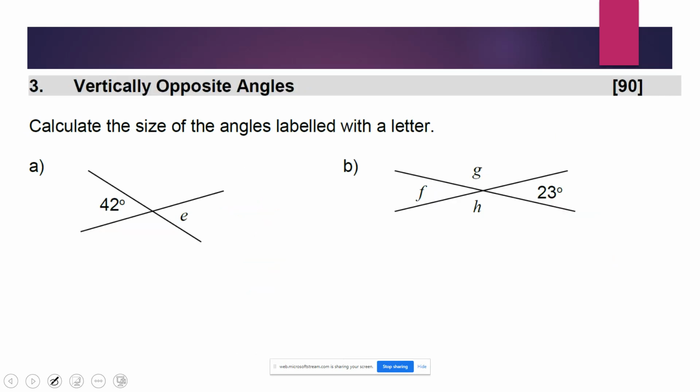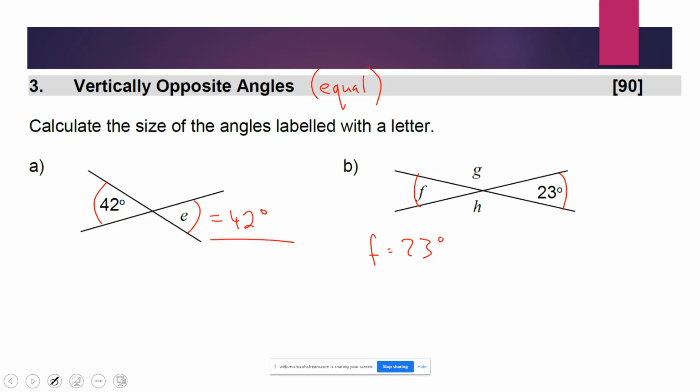Okay, vertically opposite angles. Now they're equal. So if you've got 2 angles either side of a pair of straight lines that meet, it looks like the letter X, this one here is going to be exactly the same as this one here. So E also equals 42 degrees. If this one's 23, that means this one is as well. So F equals 23 degrees.